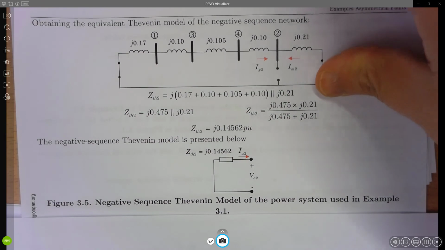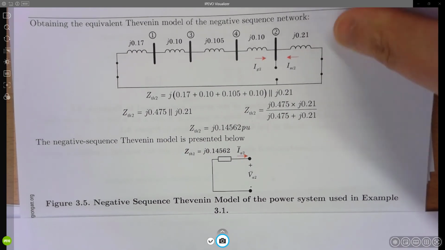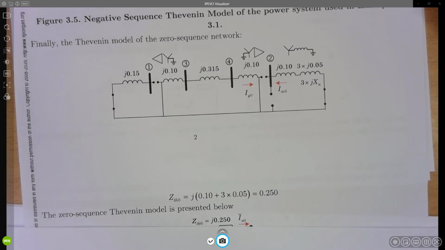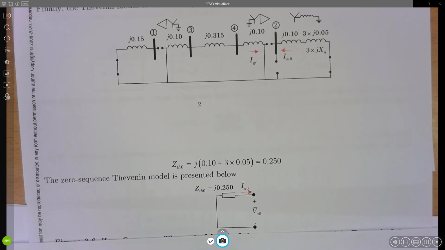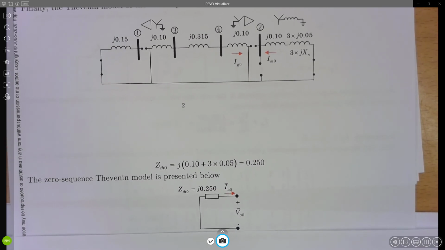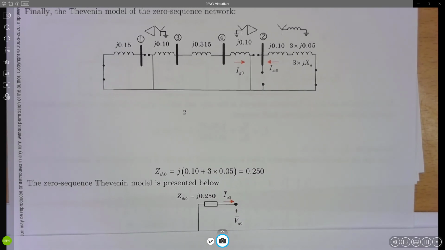Next step, let's go for zero sequence. Okay, few minutes ago, we create here, oh, something happened here. Something happened with the diagram that is not presented here. Okay, let's do the following, okay?